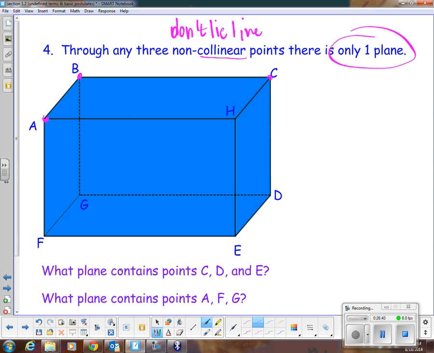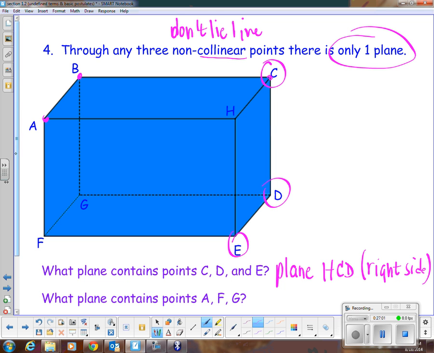HAB, or a combination. So what plane contains point C, point D, and point E? That would be the right side. So that would be plane, I'm going to say HCD, so that you know I know what I'm talking about. So this is the right side. That will help me also know that you know what you're talking about.